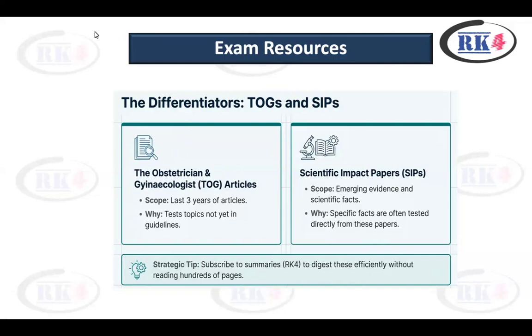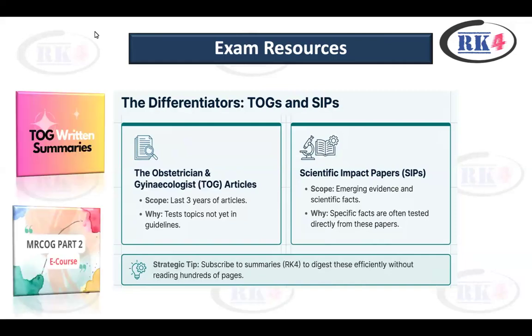So you need to categorize the exam resources in terms of priority. The first priority: Green-top guidelines, RCOG guidelines, NICE guidelines, then TOG articles, FSRH and BASHH guidelines, as I have talked about. We have all the TOG articles with written summaries also available, about 130 plus TOG articles from the last 6 years plus, and they have been updated till January 2026. So you can think about those as well.